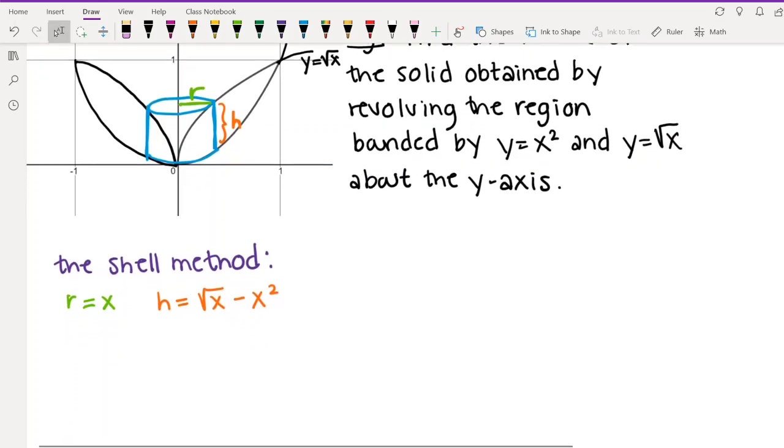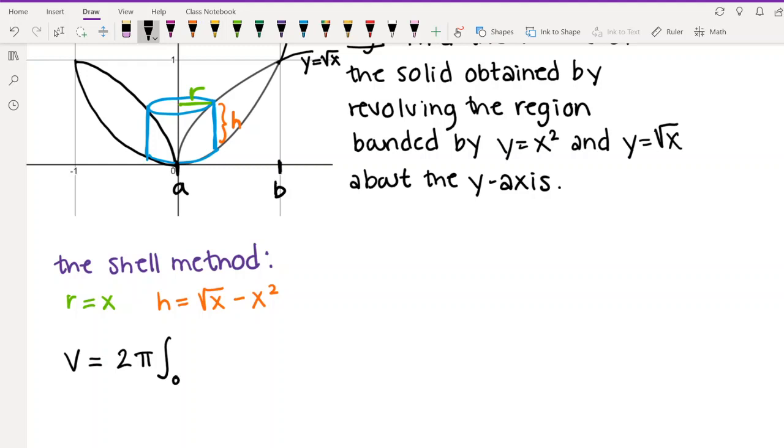Okay, so what would the actual integral of this look like? Well, we would say the volume is equal to, so we would have 2 pi on the outside. And then what would our bounds be? Well, we're looking at what is the smallest and largest radius that makes sense in this, or x value that makes sense in this. And the first one would be 0, and the second one would be 1. So we'd have the integral from 0 to 1 of x times the square root of x minus x squared.